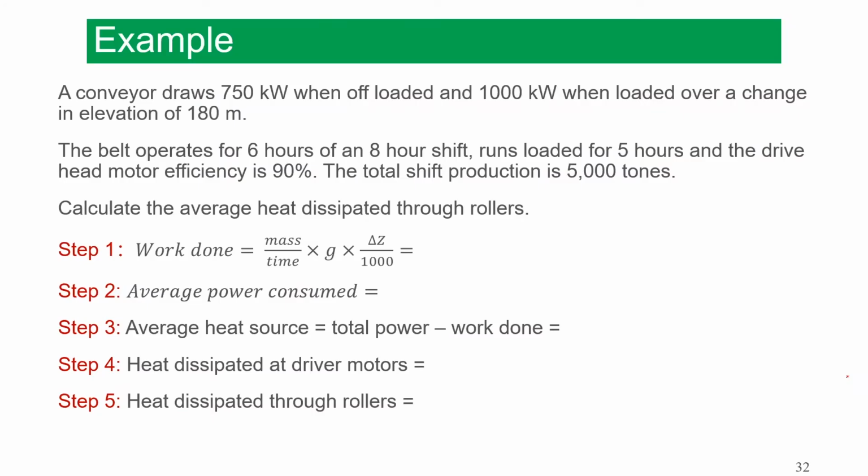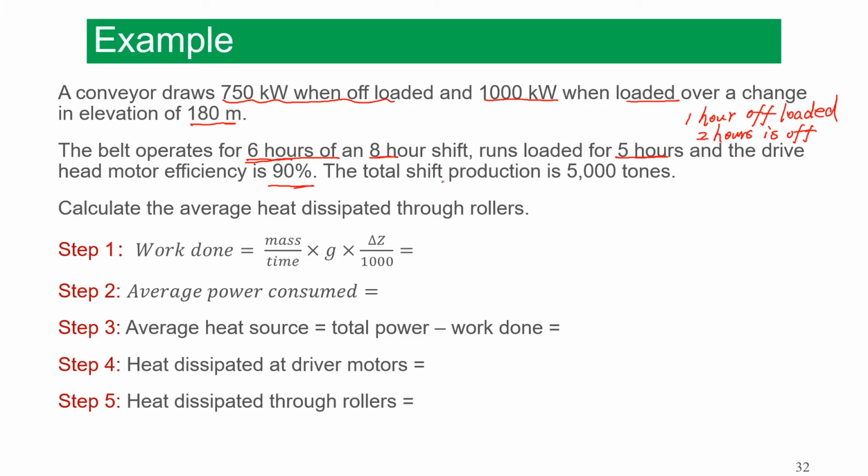Let's look at another example. A conveyor draws 750 kilowatts when offloaded and 1000 kilowatts when loaded over a change of elevation of 180 meters. The belt operates for 6 hours of an 8-hour shift. So in those 8 hours, only 6 hours are on. Therefore, 1 hour is offloaded, and 2 hours is off. And the drive head motor efficiency is 90%.